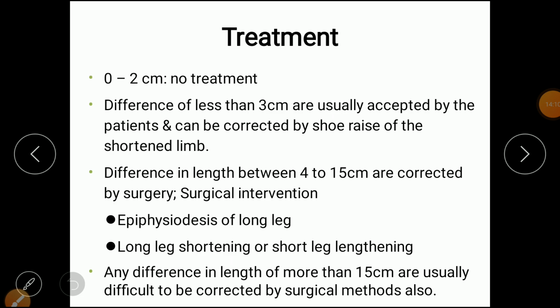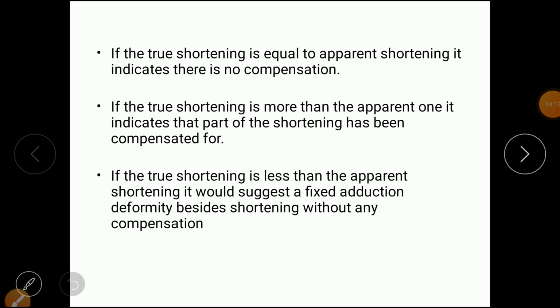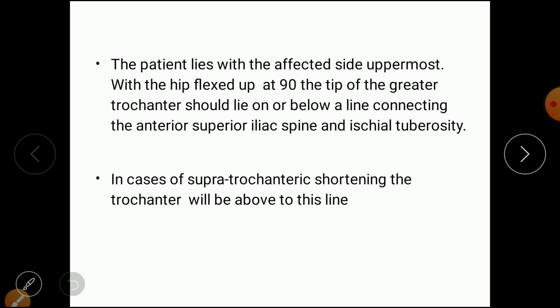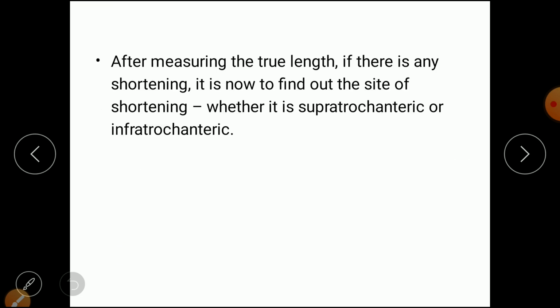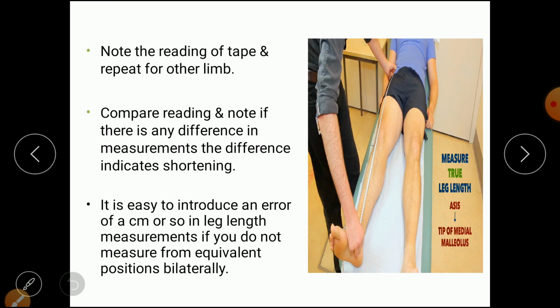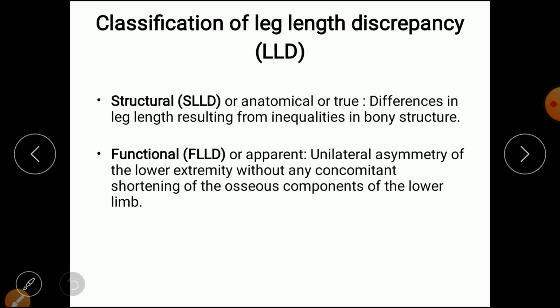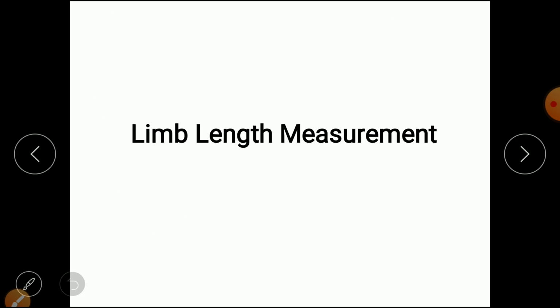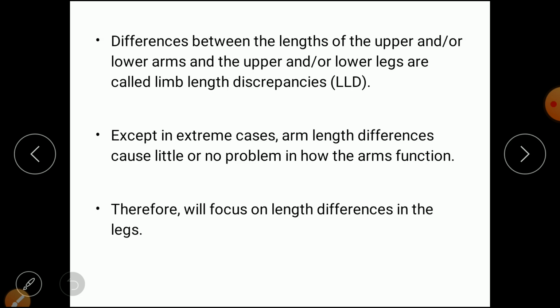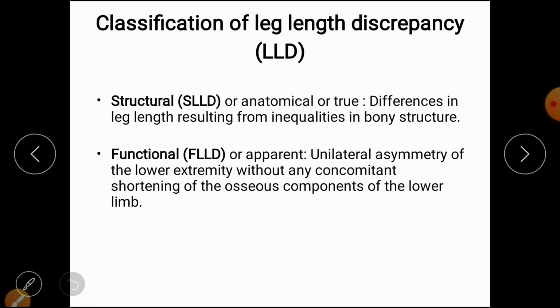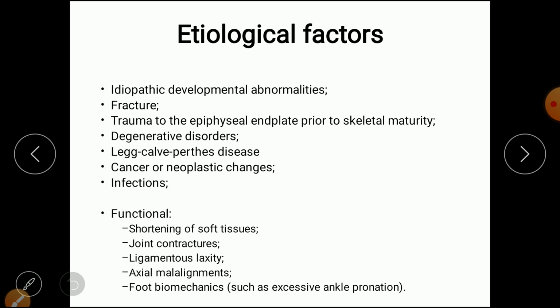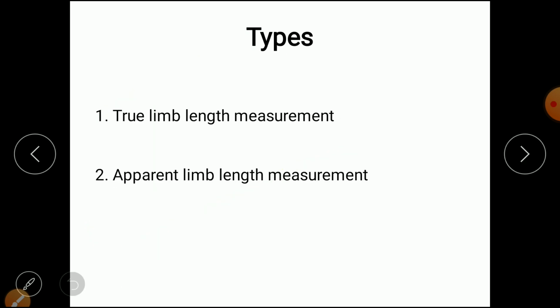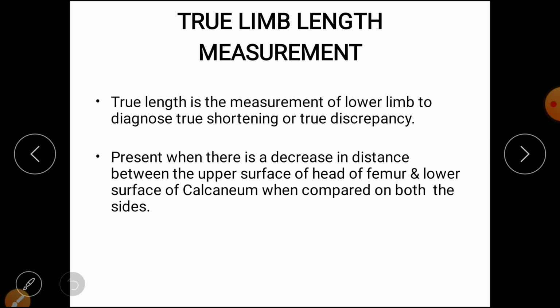About the measurement of LLD, a short revision. Okay, so first we discuss the types. What is LLD? If LLD is in the lower limb, it produces more difficulty. If it is in the upper limb, it does not produce any difficulty. Okay, we see the types. We have two types, structural and functional. Structural is known as true and functional is known as apparent. Okay, the etiological factors for structural and the etiological factors for functional, or we can say apparent. Then we discuss the types and how to measure true limb length.